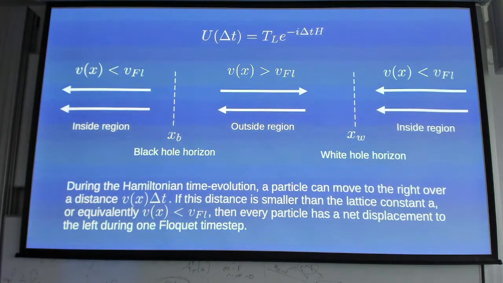How can you see that this is really what's going on? Well, it's very simple. During this first time evolution, a particle anywhere can move to the right over a distance which is v(x) times Δt. And then after this evolution, it translates to the left. So if this displacement is smaller than the lattice constant, then over the entire Floquet time step, there will be a net displacement to the left. And this is true exactly when this condition is met. So here everything has to move to the left, here you can move left and right. Okay, so that's the model.